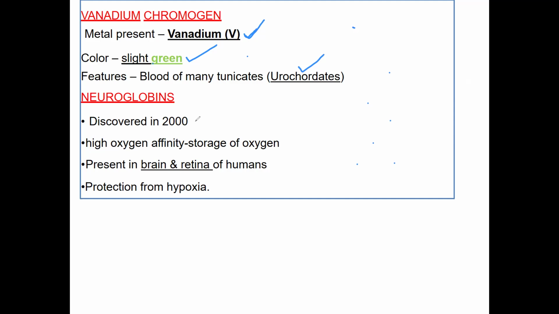Okay, so in recent times, some additional respiratory pigment-like compounds were identified, neuroglobins, cytoglobins, etc. But this is interesting here. Neuroglobins are discovered in humans, present in the brain and retina. Whenever oxygen is not sufficient, just like myoglobin, it stores the oxygen and supplies it to the cells. So this is the latest information. Right. So that is about the respiratory pigments.